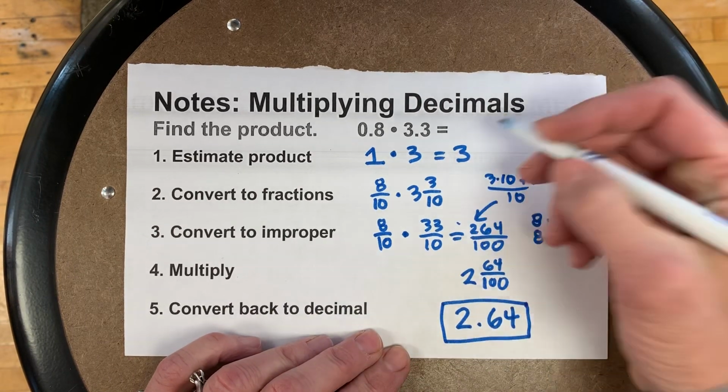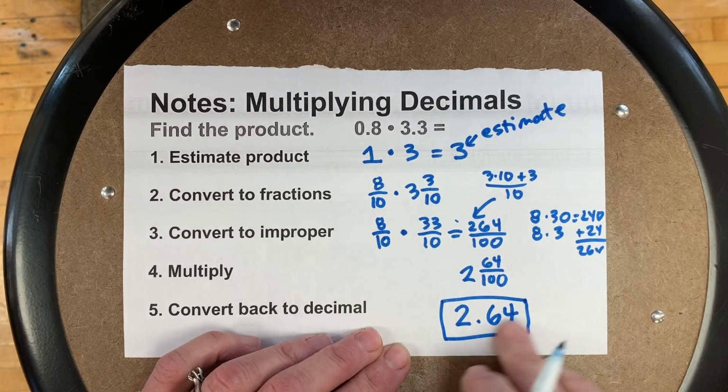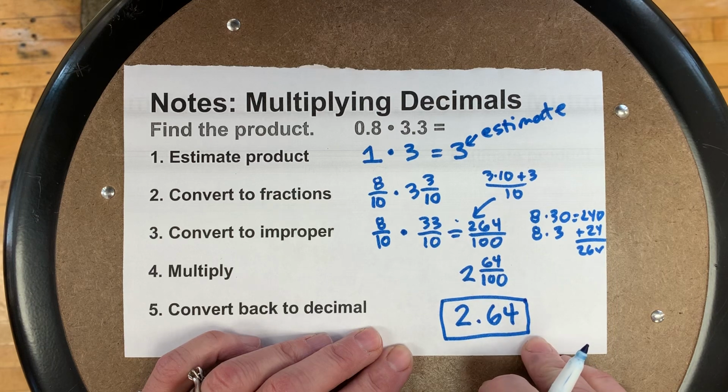If I go back to my estimate, it was 3. 2 and 64 hundredths rounds up to 3, so that's a pretty good estimate, and we got an answer pretty close to that, so we are done.